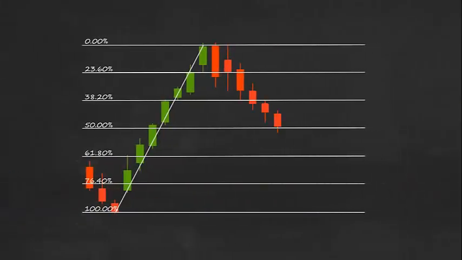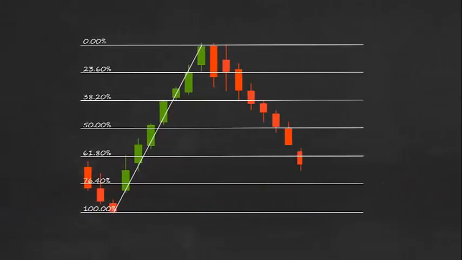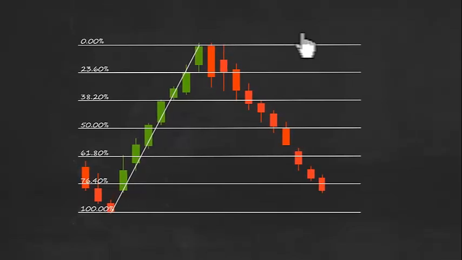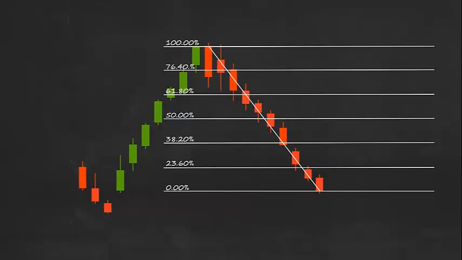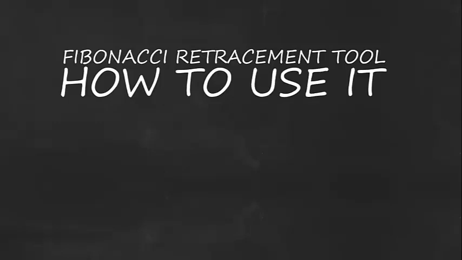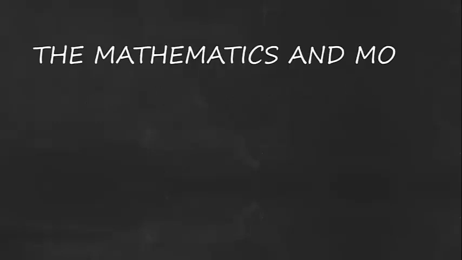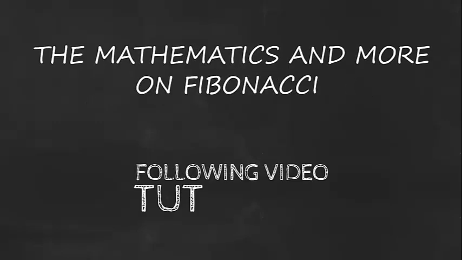If the price moves beyond the 50% level, it might be a signal a trend reversal is about to happen, and it may be an opportune moment for switching the direction of your next trade. In this tutorial, we will simply refer to the Fibonacci retracement tool and how to use it. We will be explaining the mathematics and more on Fibonacci in following video tutorials.